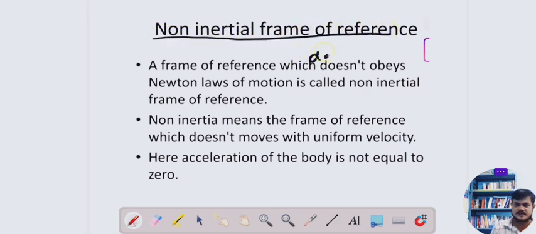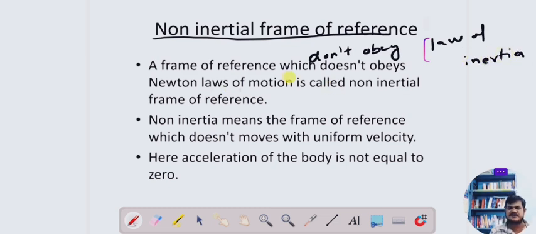It does not obey the law of inertia. Clear? So a frame of reference which does not obey Newton's law of motion is called a non-inertial frame of reference. Non-inertial means a frame of reference which does not move with uniform velocity, always accelerating.